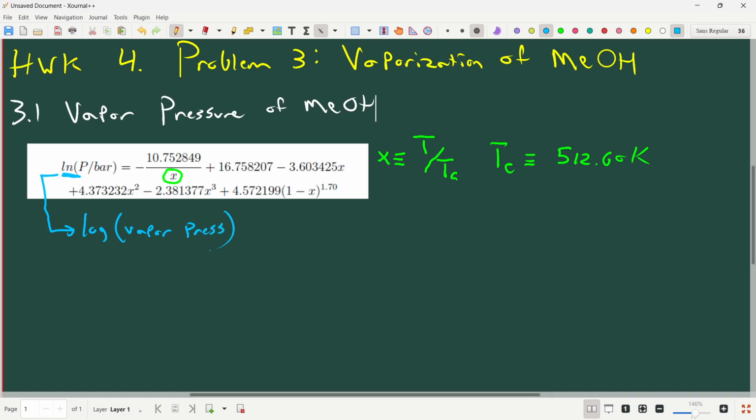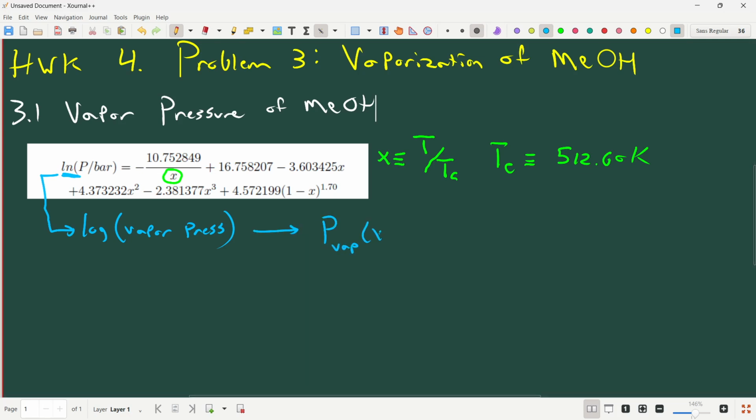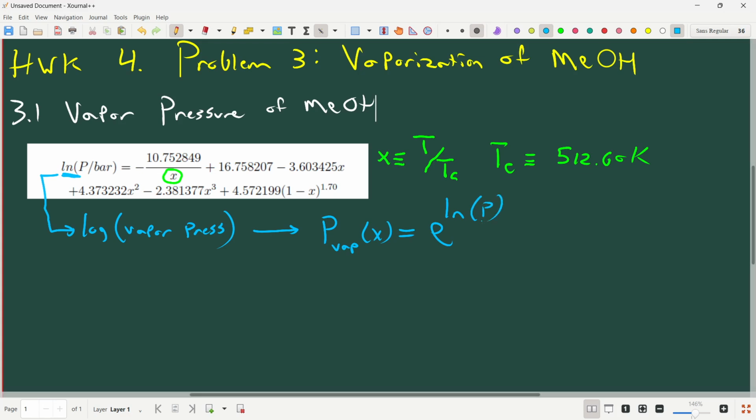So if you want to get the vapor pressure at a given x, you need to take e to the ln P, that is, exponentiate this equation. Just remember that. You'll understand why it's logarithmic because at low temperatures, like 100 Kelvin, near the triple point of methanol, the vapor pressure is basically non-existent. It spans something like 12 orders of magnitude, so it's useful to use logs here because the value varies a lot.